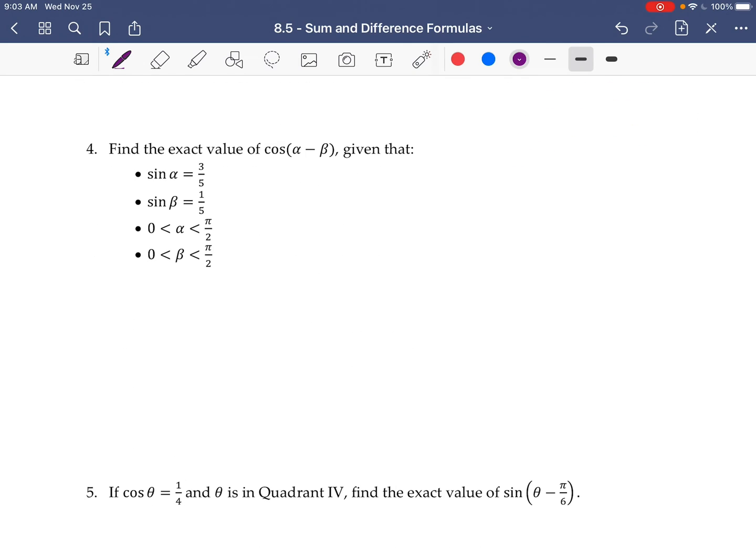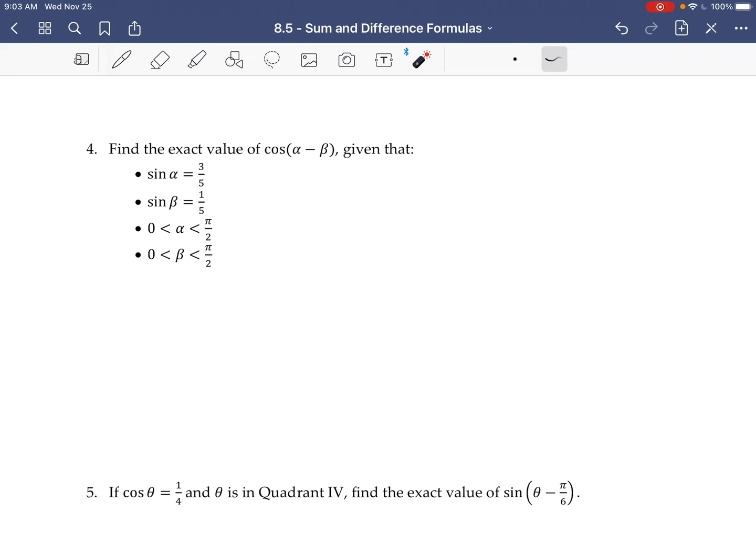So let's try number 4 here. I want the exact value of cosine of alpha minus beta. And these are the things that I know. I know sine of alpha is 3 over 5, sine of beta is 1 over 5, and alpha and beta are acute angles, so they're between 0 and pi by 2.